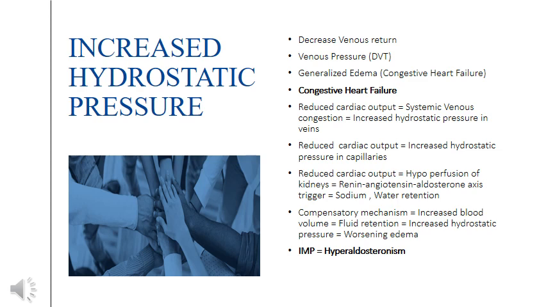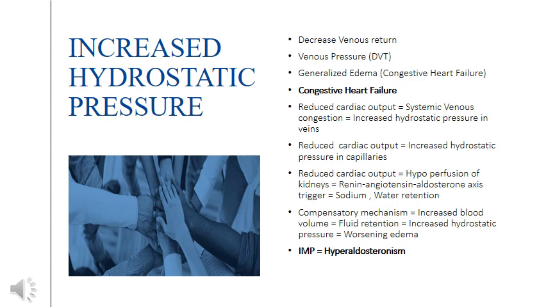So how is congestive heart failure involved in edema? In congestive heart failure, reduced cardiac output occurs because the heart is failing. When reduced cardiac output occurs, systemic venous congestion occurs. It means when blood is not coming toward the heart from the veins, blood starts to pool or gather in the veins. This is systemic venous congestion, and due to it, hydrostatic pressure in the veins gets raised.